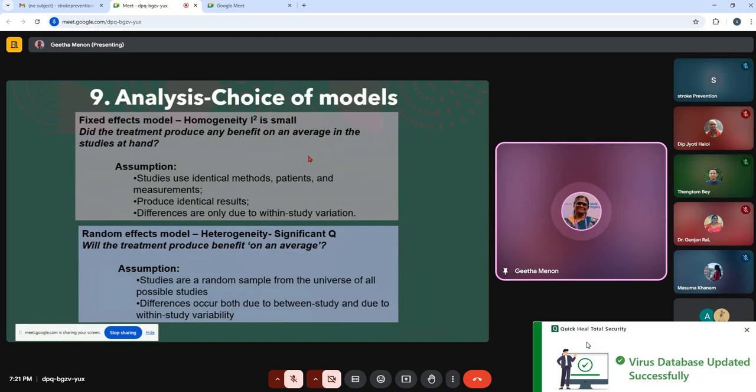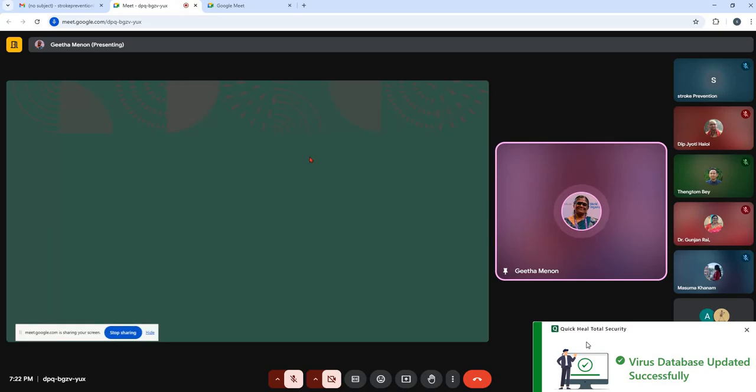So then we come to the more common method, that is the random effect model, which accounts for the heterogeneity seen. We know that there could be heterogeneity between the studies, and that heterogeneity is accounted for in the random effect model, where the question that we are answering is, will the treatment produce benefit on an average, irrespective of whether they are homogeneous or heterogeneous. If the studies are homogeneous and you use a random effect model, the results will be similar to a fixed effect model, because there is no heterogeneity. But if there is heterogeneity between the studies, then that heterogeneity is quantified in a random effect model by using the Q term. We'll see what a Q term is here.